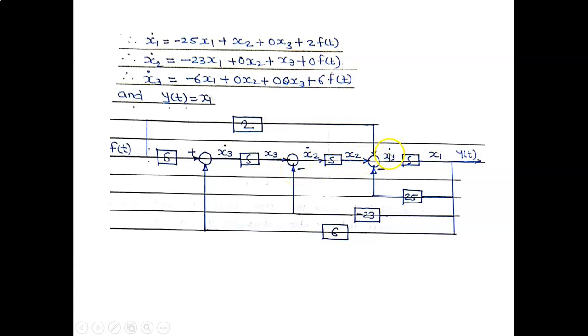Now, x1 dot is equal to minus 25 x1 plus x2 plus 2 ft. Therefore, x1 dot is equal to x2, which is already there. Therefore, only minus 25 we have to take. Its signal is negative, minus 25 x1 plus x2 is already there, plus only 2 ft. Therefore, from ft we have to take one signal, and we have to add a block of 2, and we have to feed back to this summing point. Its value is positive. Therefore, this completes our computer diagram.